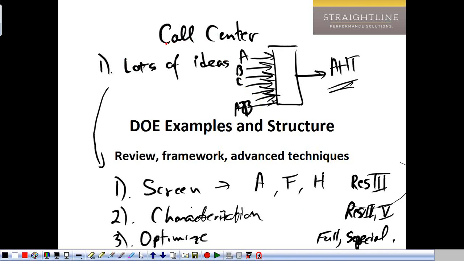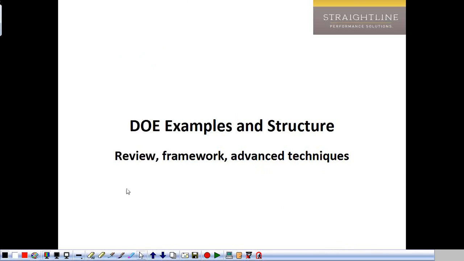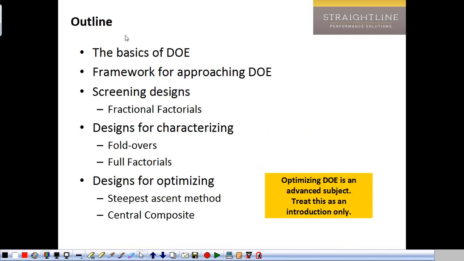Okay, so let's just get to that, do the example. We'll do a couple of examples. We'll go through again the basics of DOE and the framework for approaching it. Then we'll do an example of screening and see how that can flow into characterizing designs.